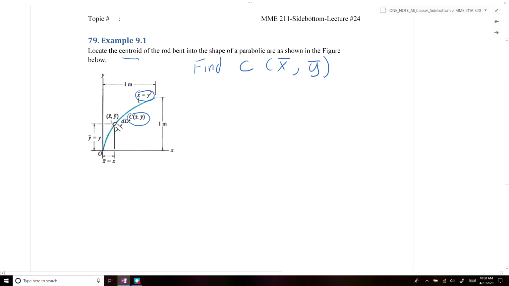In order to determine x bar and y bar, we need to do a couple of things. The first thing we're going to do is define our differential element.